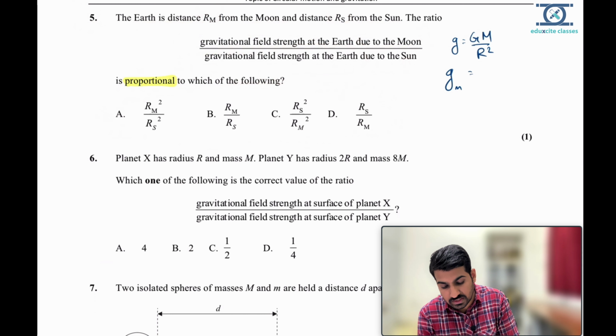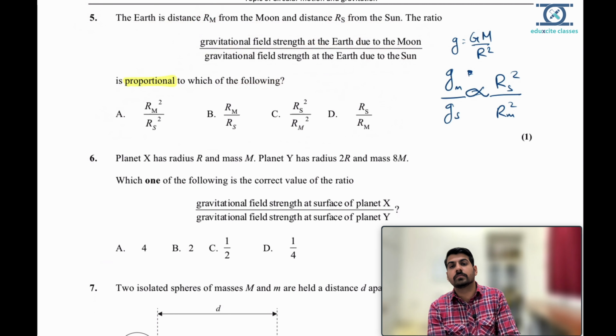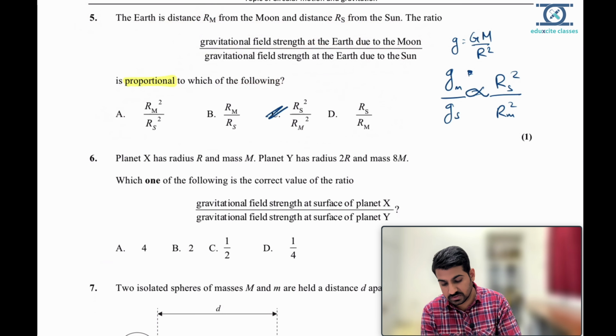So we can say g at the earth due to the moon is inversely proportional to the distance squared, that is, let us say gm upon gs. So here it will be Rm square and here it will be Rs square. So you can say it is proportional to Rs square upon Rm square, that is, the distance of the sun to the earth and the distance of the moon to the earth. So option C is the right answer using this equation.